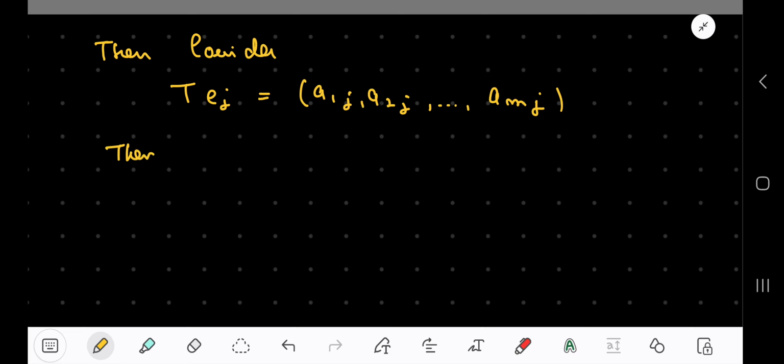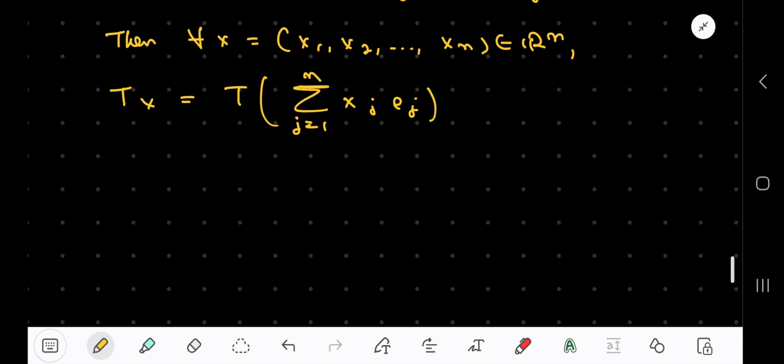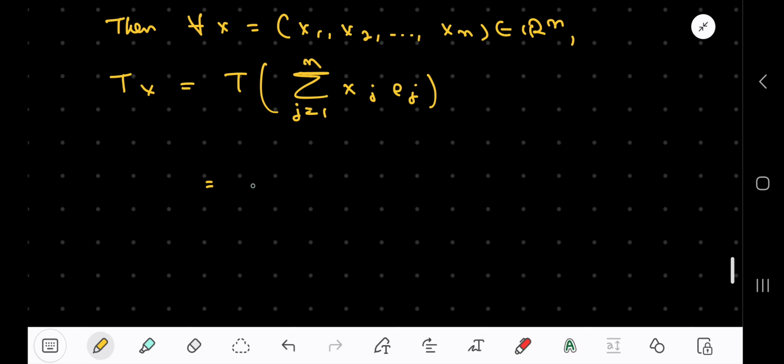Yeah, then for all x of the form x1, x2 till xn, which is coming from Rn, how do I write Tx? Tx is a way in which I often refer to T of x, right? So this is just T times the summation j equals 1 to n of xj ej, right? I can write x as the linear combination in terms of the basis vectors, where xj is the respective coordinate. So this is the summation j equal to 1 to n, where each of these scalars comes out, and I have T of ej here.